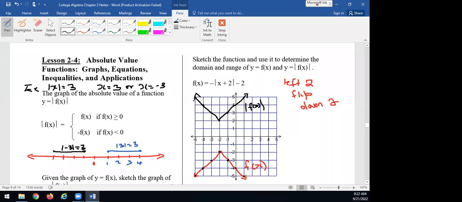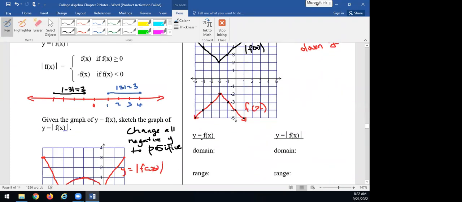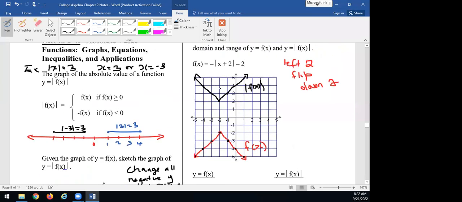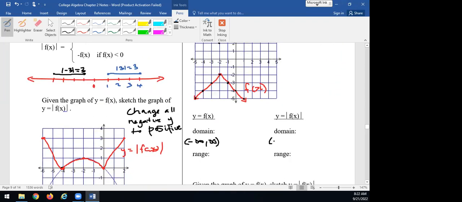Now, let's answer some questions. What is the domain of f of x, meaning the original function? What's your domain? Very good. -infinity to +infinity. What's the domain for the absolute value function? This one up here? Same thing. And notice there's no break, so it's valid for all x values. So that's from -infinity to +infinity.